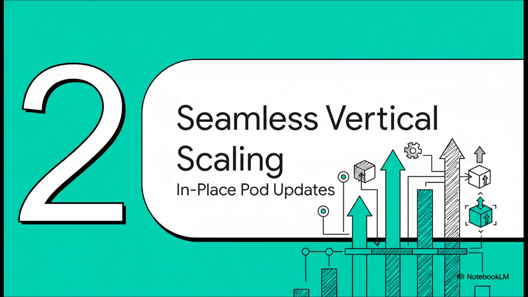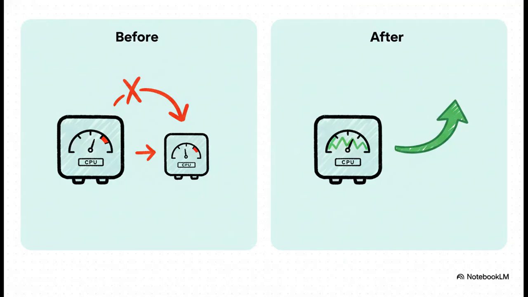All right, first up is a feature that is, and I'm not exaggerating, an absolute game changer, especially for anyone running those long-lived, stateful applications. We're talking about seamless vertical scaling through in-place pod resource updates. I mean, this is such a dramatic shift. Before, if you needed to give a pod a little more CPU or memory, what did you have to do? You had to kill it and restart it. That meant downtime, and for stateful apps, oh man, that could mean data rebalancing nightmares.